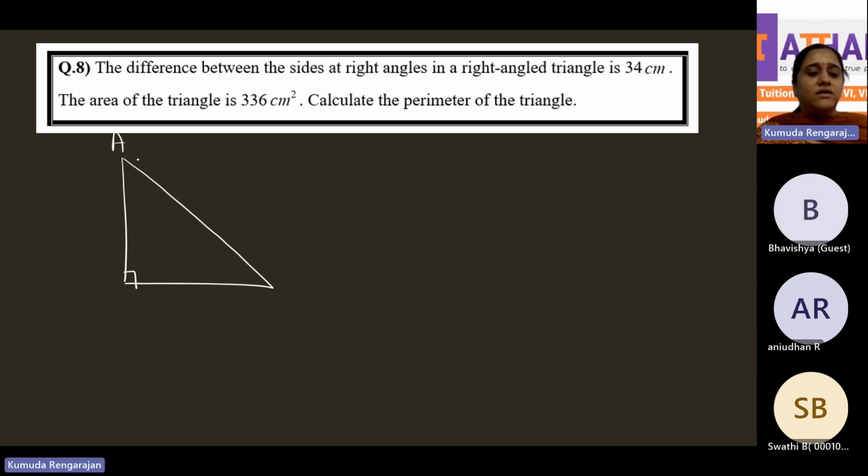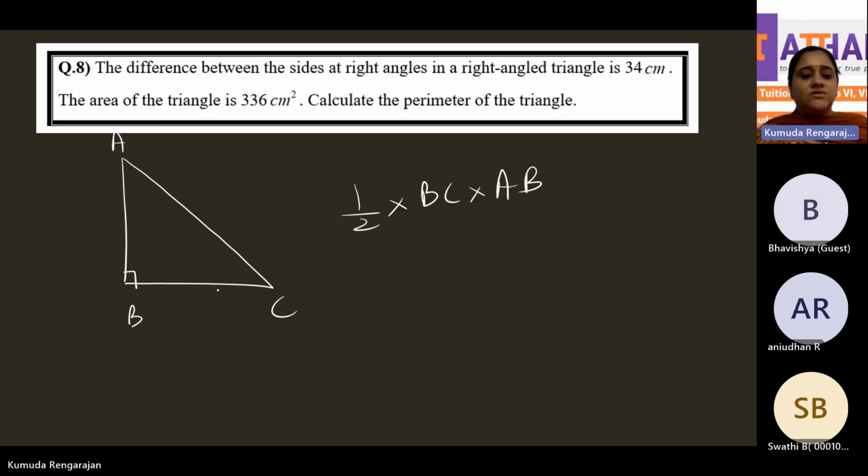Right angle triangle ABC. Area of the triangle is half into base BC into height AB. This is the base and this is the height, not the hypotenuse. Hypotenuse is not the base or height. This is the base and this is the height. Okay.